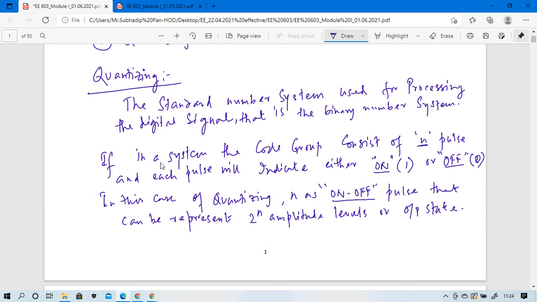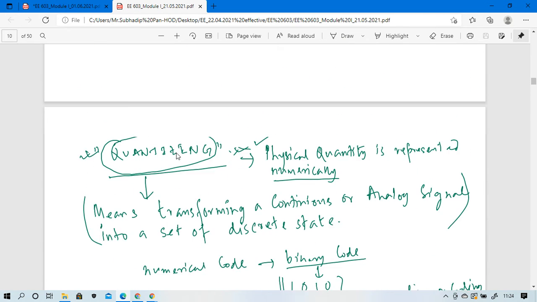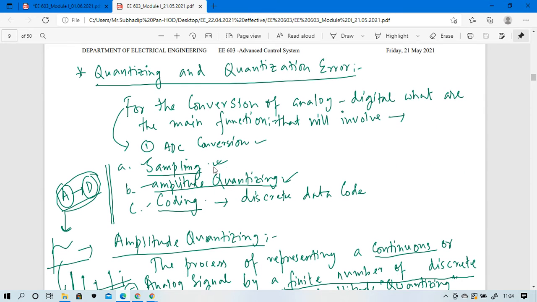So in this case of sampling, amplitude quantizing, and coding, these are the three things available for the conversion of analog to digital. As I already told you in the previous class, sampling, amplitude quantizing, and coding are the natural phenomena for analog to digital conversion. They are the main major functions for the conversion process.